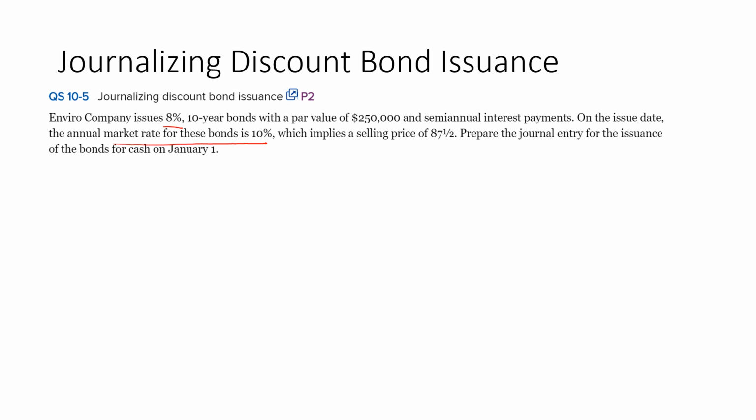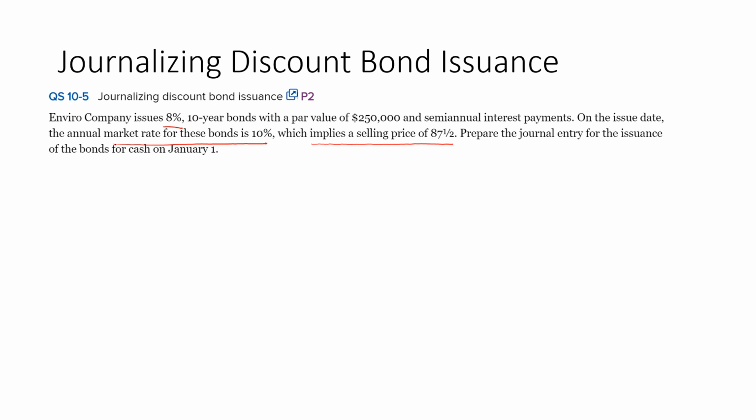And so the way that they communicate that to us in this problem, they say that because the market rate is greater than the contract rate, this implies a selling price of 87.5. And so I explained this in the lecture video. Basically what that's telling us is, for instance, if a bond sells at face value, it sells at 100. So the selling price is 100% of the face value. This is saying that this particular bond sold at 87.5% of face or par value.